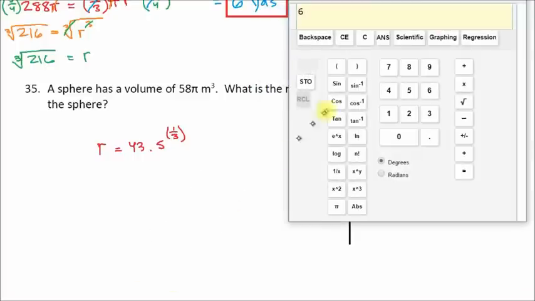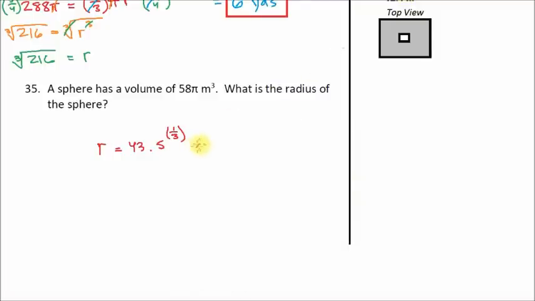Let's do that. So 43.5, I'm going to raise that to the power of 1/3, which is a cubed root, and I'm going to end up with 3.51. So that means it's going to be approximately 3.5, and our unit of measure is meters. Again, if you can't get that answer, go back to 34, watch the video again, and look at the steps to make sure you're doing them correctly.